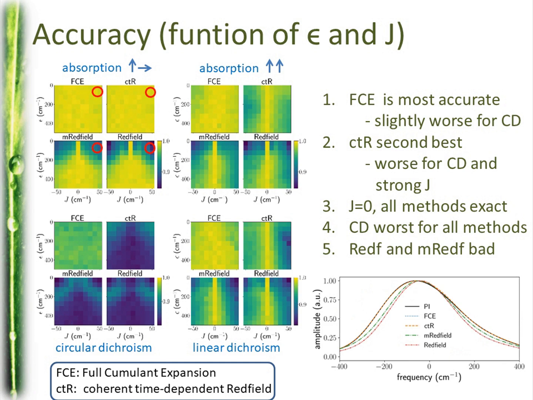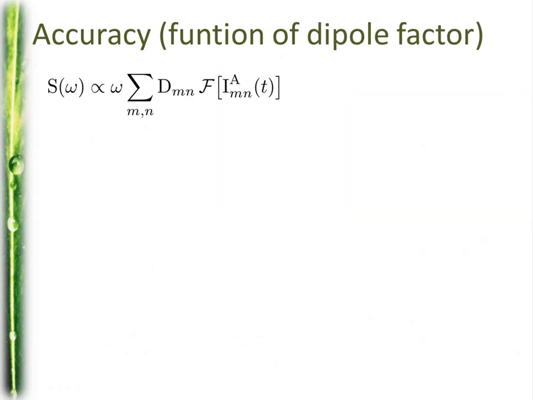Finally, we observe that the Redfield and modified Redfield methods perform the worst of all the methods, especially at small energy gaps. These methods are used frequently in literature for the calculation of spectra, and some of these literature calculations may therefore need to be reperformed.